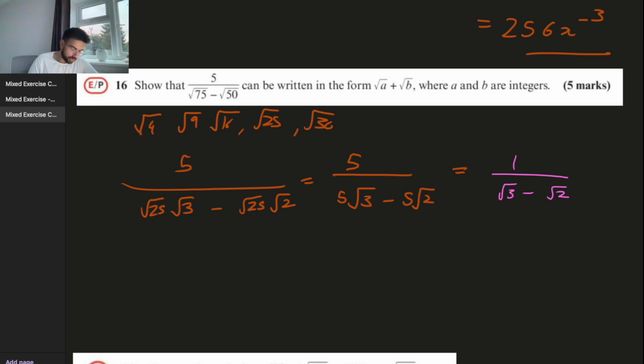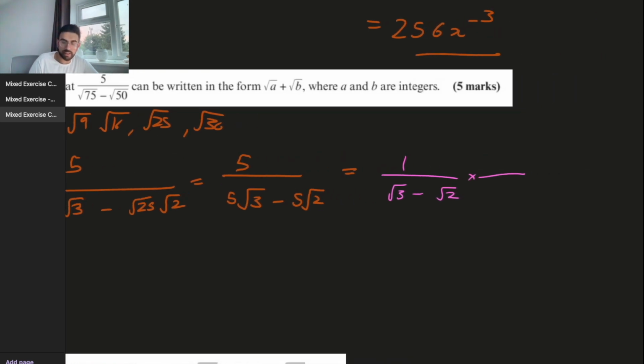Now, all I need to do is multiply this by the conjugate. So the conjugate of this would be root 3 plus root 2. Remember, we multiply the top and the bottom, so the denominator too, both by root 3 plus root 2. And we are going to end up with root 3 plus root 2 over 3 minus 2.